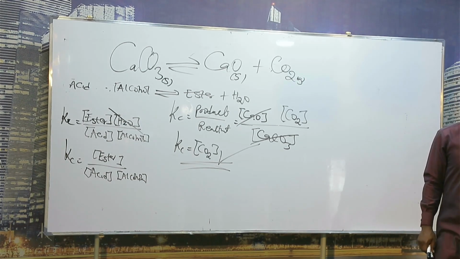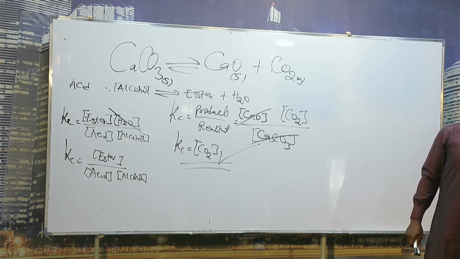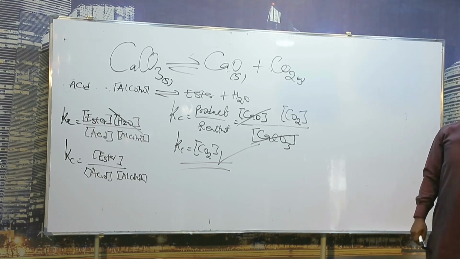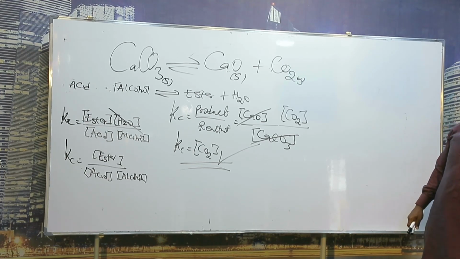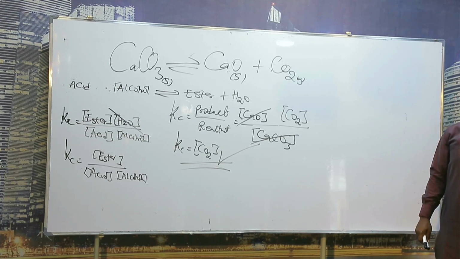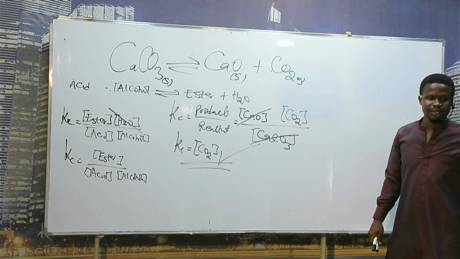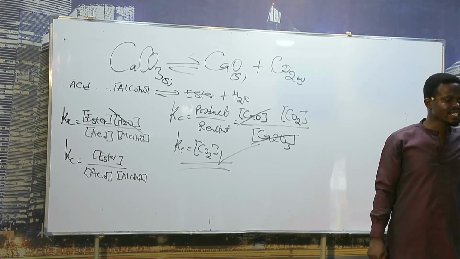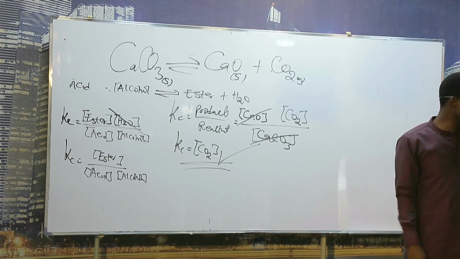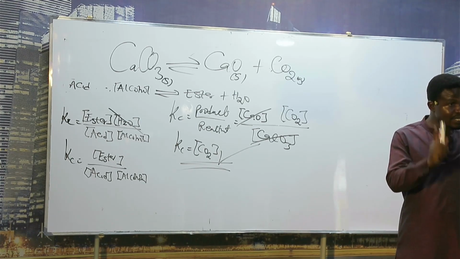Finally, write magnitude of equilibrium constant. Magnitude, that's the size of the equilibrium constant. Number one, it is constant at a given temperature.